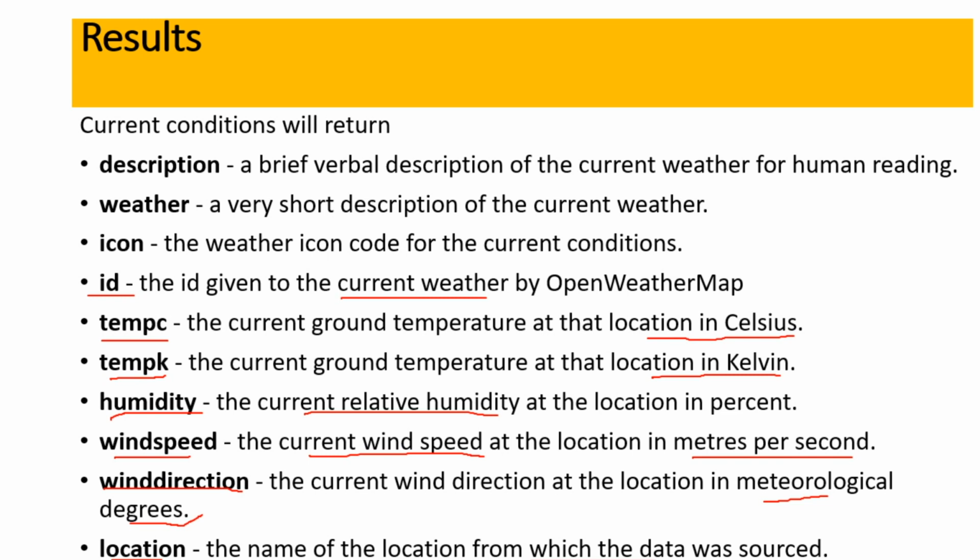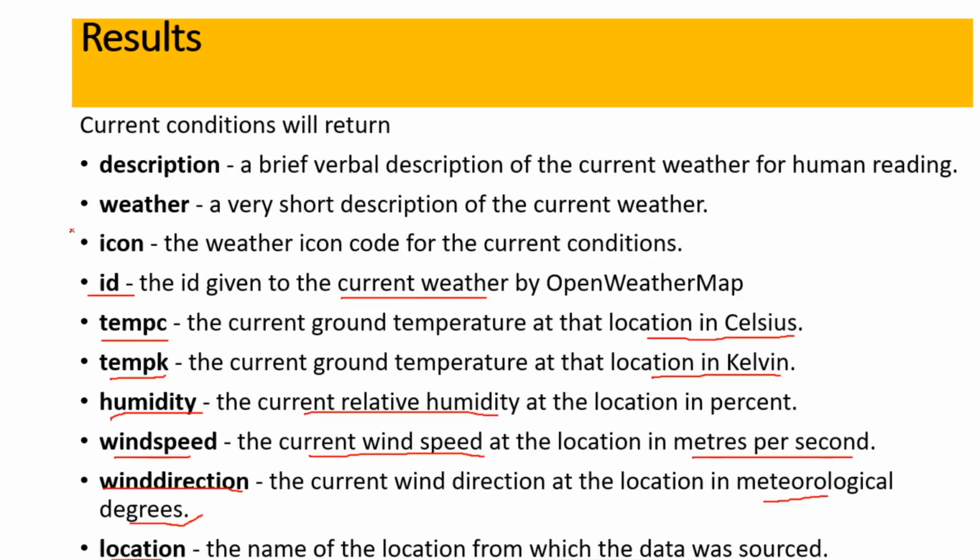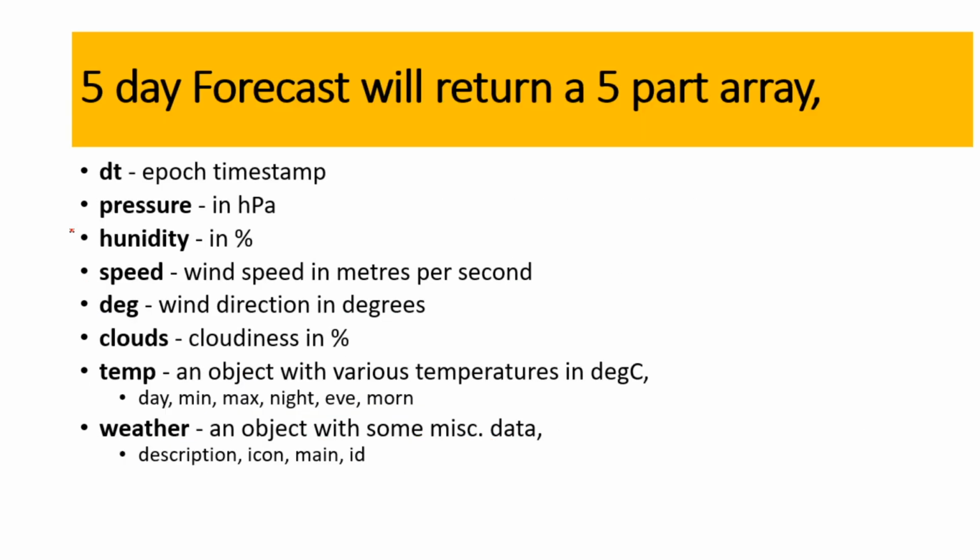So these are the outcomes of the particular node. The output can be visualized in these parameters. Again, if it is current data, you will get the same details. Even if you select the 5-day forecast data, it will display the same details like the timestamp, pressure, humidity, speed, degree, cloud, temperature, and the weather.